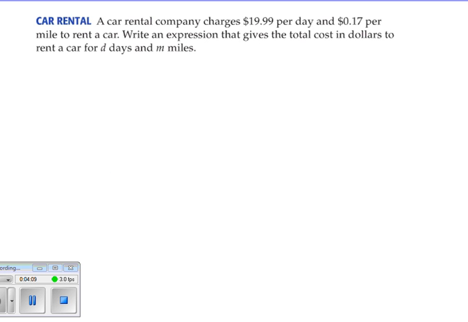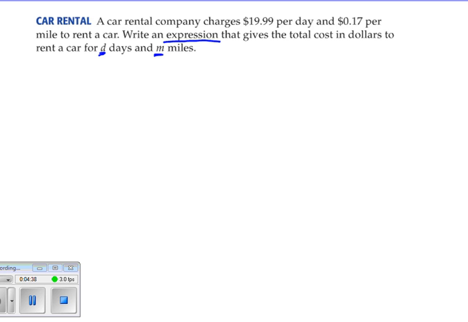Another type of word problem you might find is: a car rental company charges $19.99 per day and 17 cents per mile to rent a car. Write an expression. They're not asking us to solve anything. They're just asking for an expression that gives the total cost in dollars to rent a car for D days and M miles. This expression is going to have 2 variables in it, and they actually told us the variables to use. So D is for days and M is for miles.